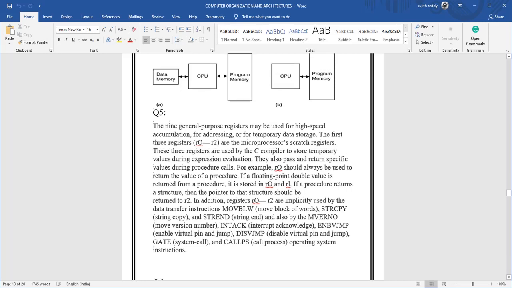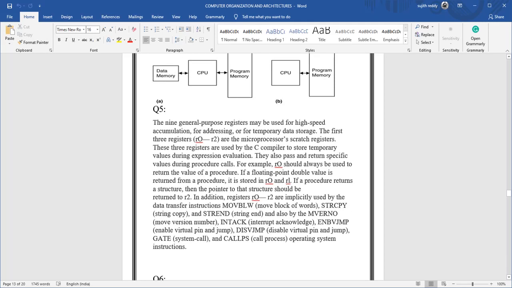For example, R0 should always be used to return the value of a procedure. If a floating point double value is returned from a procedure, it is stored in R0 and R1. If a procedure returns a structure, the pointer to the structure should be returned in R2. In addition, R0, R1, R2 are implicitly used by data transfer instructions such as move, string copy, and string end, and by operating system instructions such as interrupt acknowledge, enable and disable virtual pin and jump, system call, and call process.